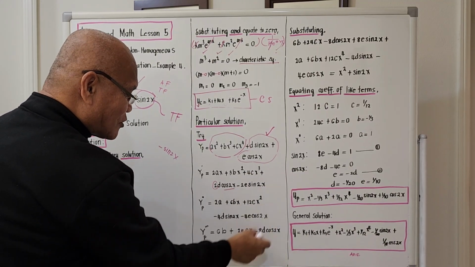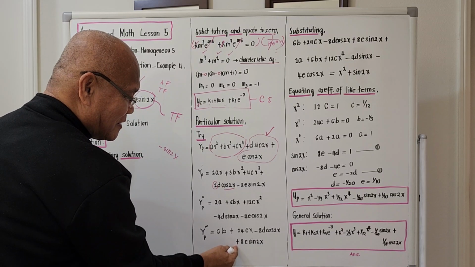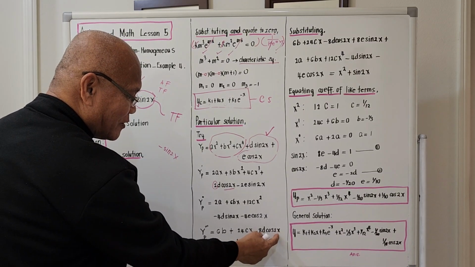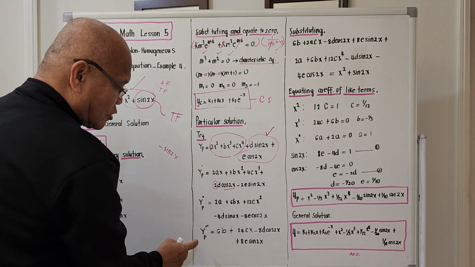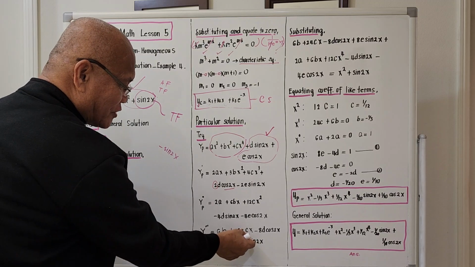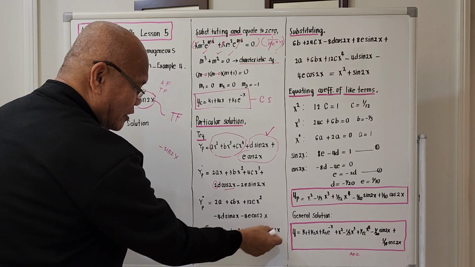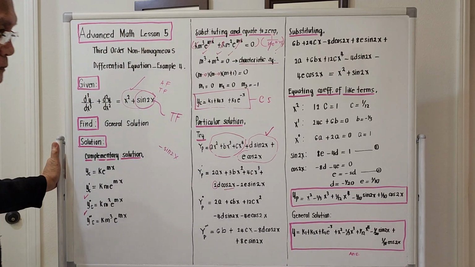So 4a times 2 will now become 8a sine of x. But this is now plus, because the derivative of cosine is minus, and this is preceded by minus, so this will now become plus. So y triple prime is actually 6b plus 24cx minus 8d cosine of 2x plus 8a sine of 2x.